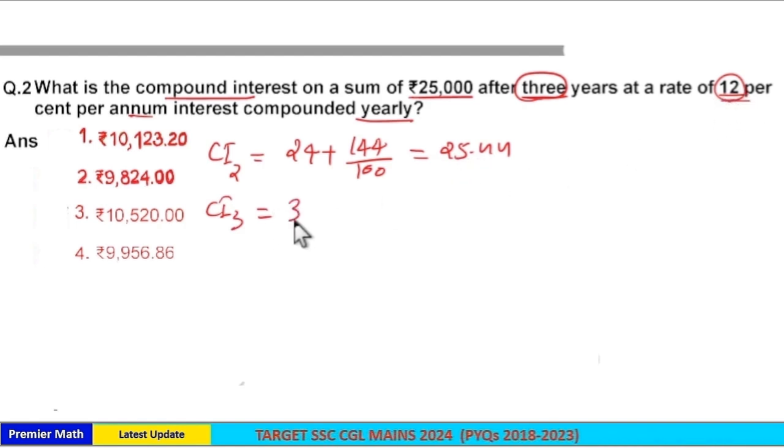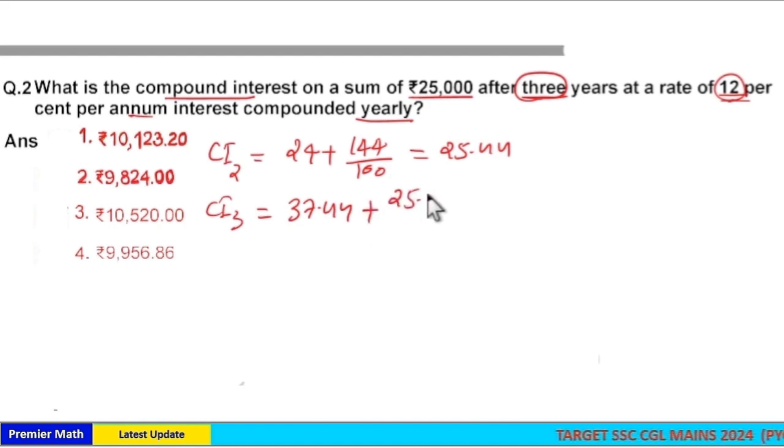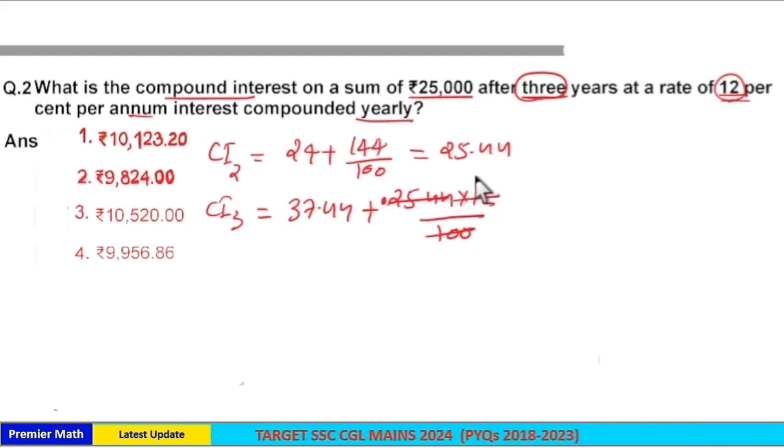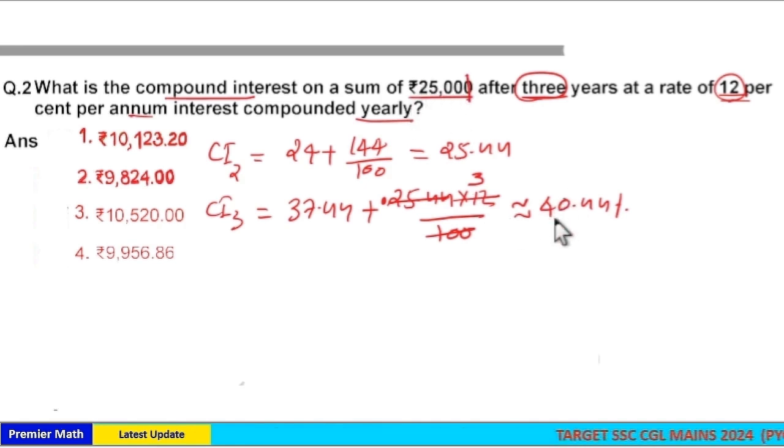So which is equal to 37.44 plus 25.44 into 12 divided by 100. Now divide 25 with 100, which is equal to 0.25, means 1 by 4. 1 by 4 into 12 is equal to 3. Now this is equal to 40.44 percentage. Now 10 percentage of 25,000 is equal to 2500. Then 40 percentage is equal to 10,000. And here option 1 is your answer.